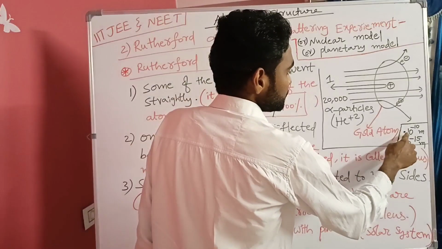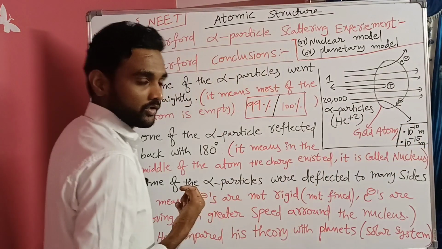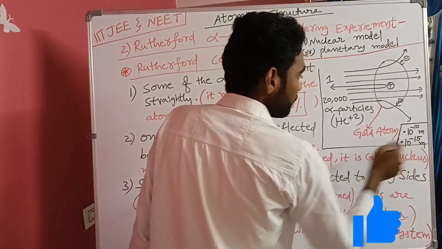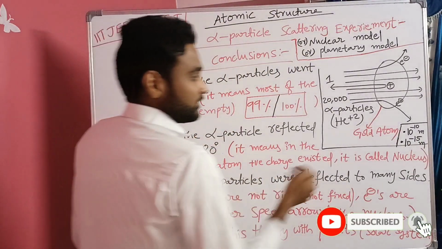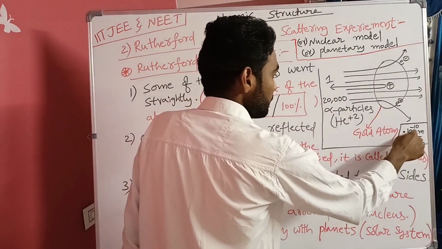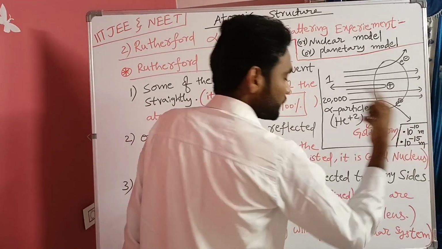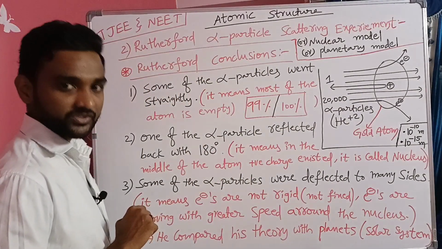And if we observe properly, atom size is 10 power of minus 10 meters. Nucleus size is 10 power of minus 15 meters. Very small. Don't think 10 power of plus 10. It is 10 power of minus 10, and 10 power of minus 15, very small. We are unable to see it with our eyes, it is that small.